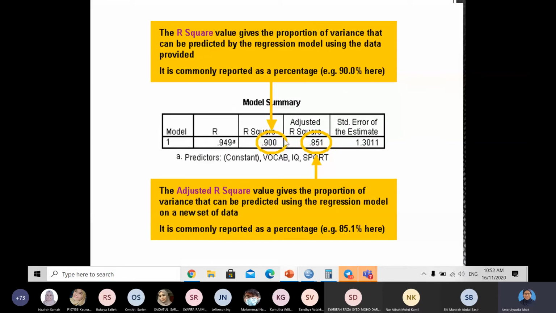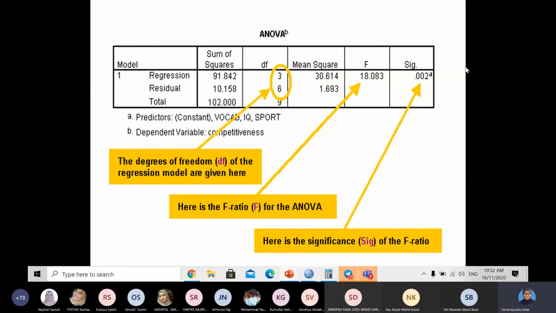Alright, same as the simple linear regression, they show you the R square and adjusted R square, but the important one is your R square. The proportion of variance that can be predicted by the regression model using the data provided is 0.9, 90%. Wow. And the significance in the ANOVA result shows that the model can significantly predict the competitiveness of a worker. Okay, the whole equation.